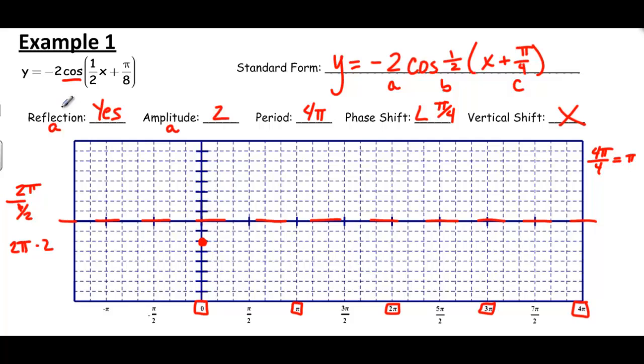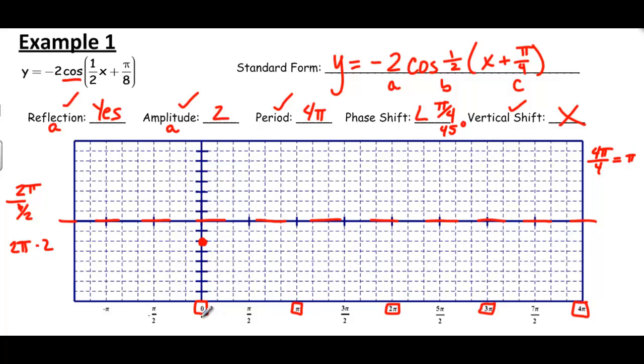So right now I've dealt with the reflection, I've dealt with the amplitude, I've taken care of the period, I've taken care of the vertical shift. And this last thing is the shift left or right. So I'm moving left pi over 4. So this is just 45 degrees. Now you don't have to know that, but it might help you to understand this.